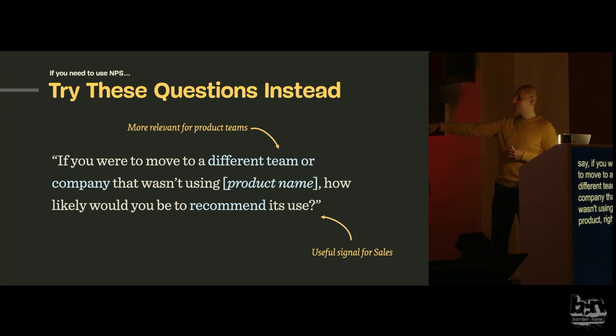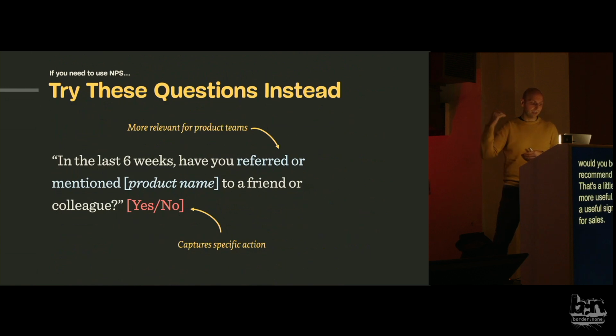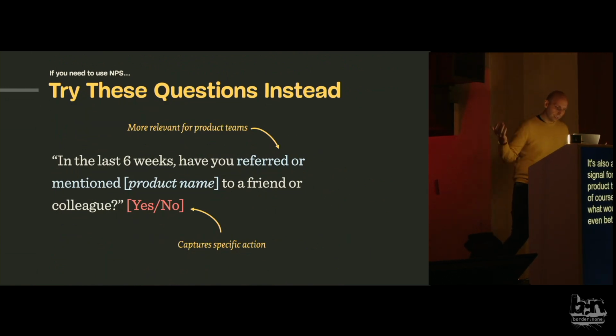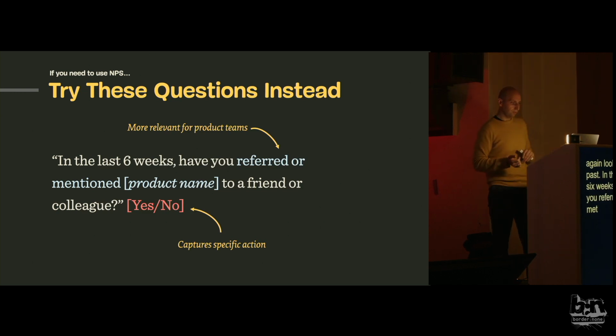It's a useful signal for sales. It's also a useful signal for product teams, of course, right? But what would be even better is to, again, look at the past. In the last 6 weeks, have you referred or mentioned product name to a friend or colleague, yes or no, right?